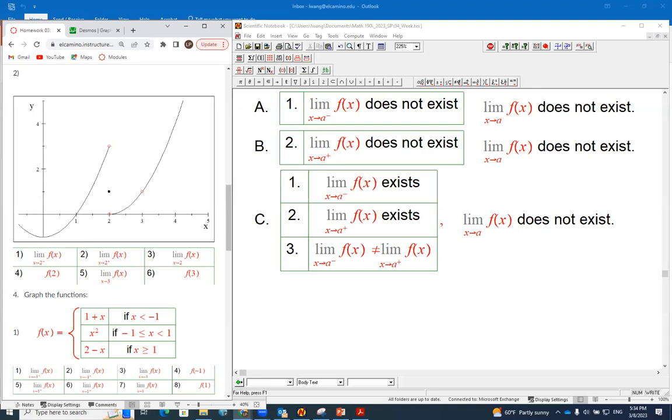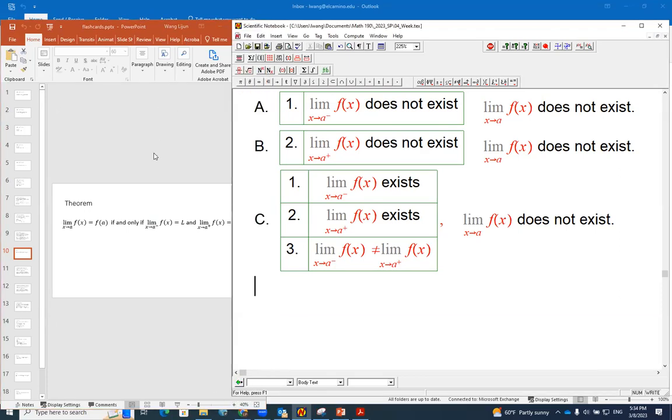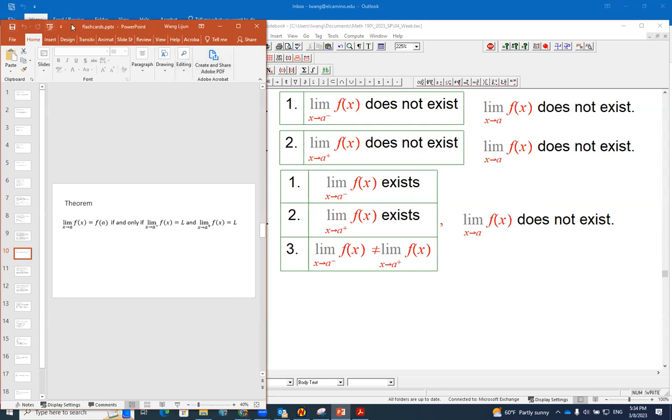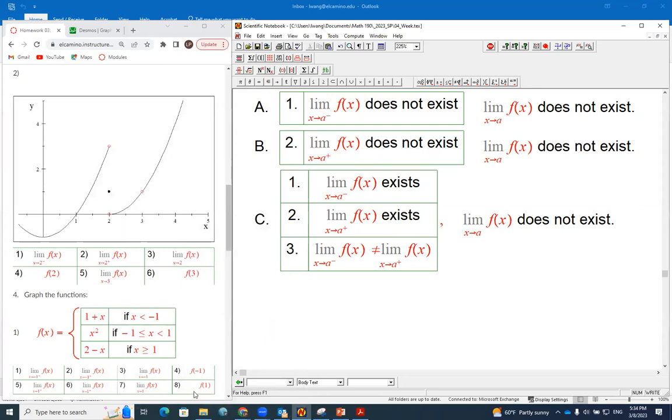Okay, let me make this font a bit larger. I hope you can see that's 2 plus, and that's 2 minus. That's the limit from the left and from the right, right?